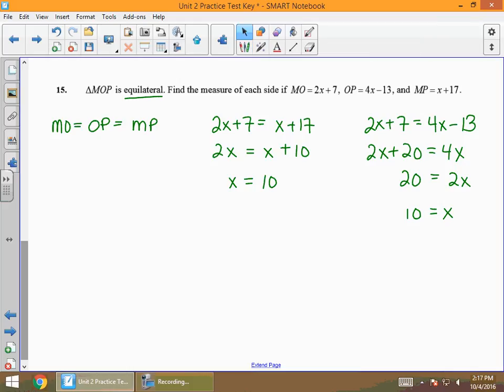And obviously, if you were to check the other one, I'll let you do that on your own. But if you were to check that other one, you're going to get x equal to 10 because, again, it says that it is equilateral.